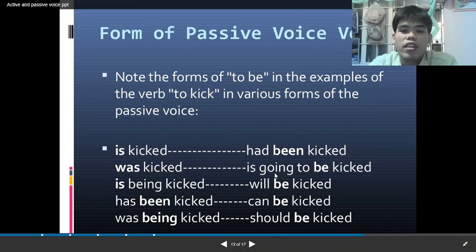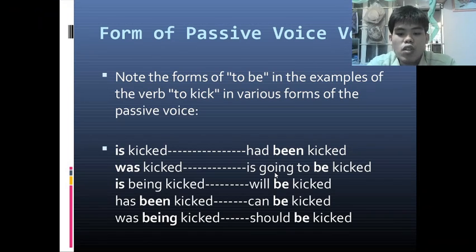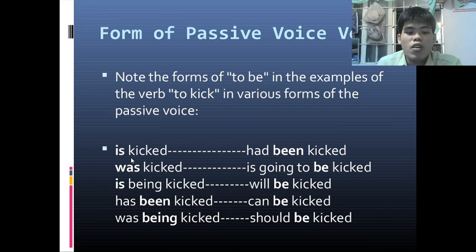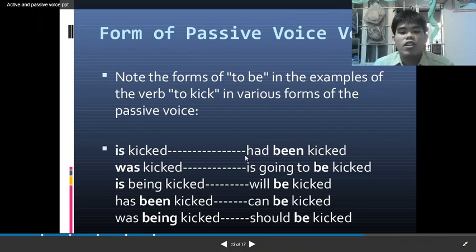So note the difference of active to passive. Let's say, kick: Amir is kicked in the balls. Yes, Amir is kicked in the balls. So, his balls had been kicked. Next is was kicked. Passive forms are going to be kicked, is being kicked, will be kicked, has been kicked, can be kicked, was being kicked, should be kicked.